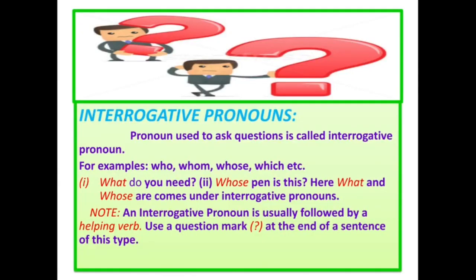Interrogative pronouns. Pronoun used to ask questions is called interrogative pronoun. For examples, who, whom, whose, which, etc. Number 1, what do you need? Number 2, whose pen is this? Here, what and whose comes under interrogative pronouns. Note: an interrogative pronoun is usually followed by a helping verb. Use a question mark at the end of a sentence of this type.